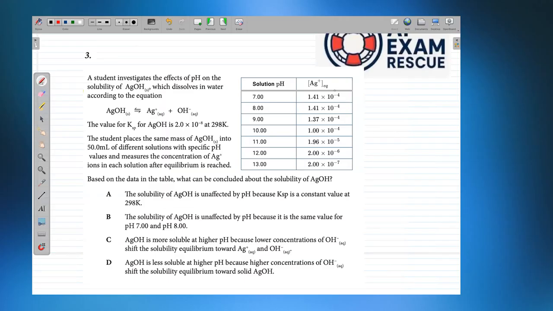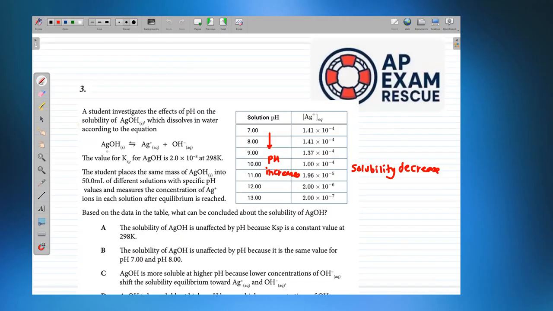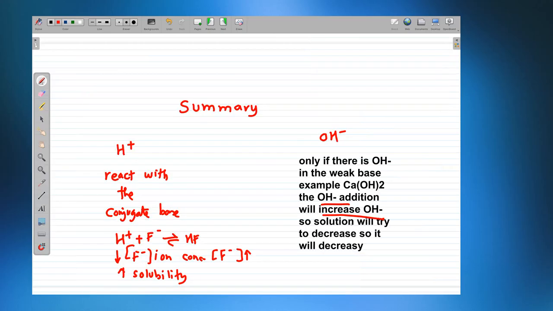As the pH increases, the solubility will decrease. So this is very similar to what I just said, right? We just said that if there is OH in a weak base like this one, the addition of OH will do what? Will increase OH. So the solution will try to decrease OH. So it will decrease the solubility.